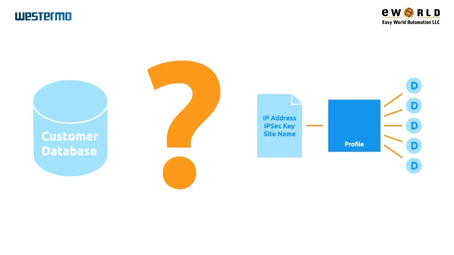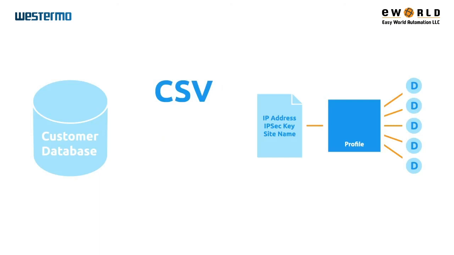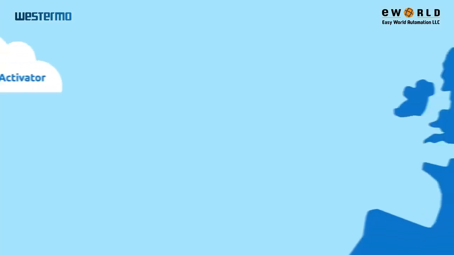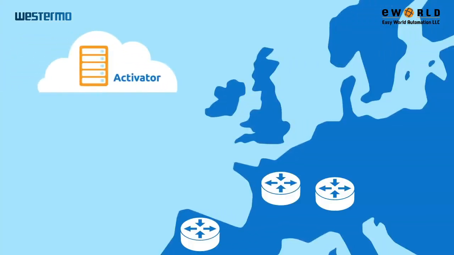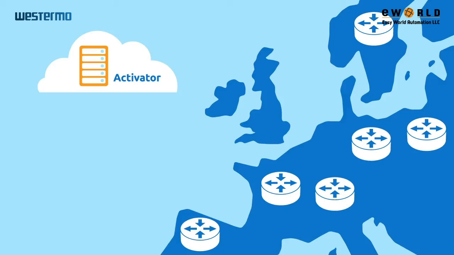Bulk importing devices into Activator is made easy by importing files in CSV or XML format or through a Web Services API. These files will be populated with site-specific information from our customer database. The process is quick and easy and can be incorporated into any back-end system. Once all the devices have been created, the routers are ready to be shipped to your end customer site.